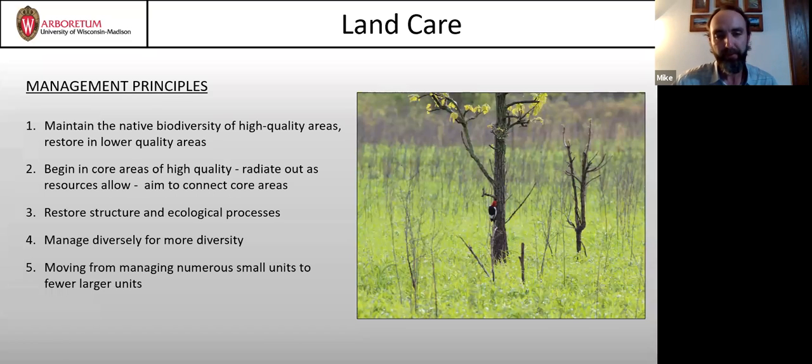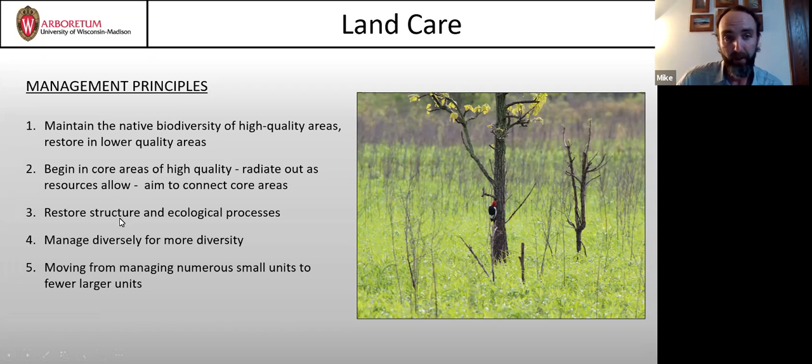So it's really important to us. These are just some of the basic management principles that we follow for our invasive species work. First one, you're probably familiar with these.